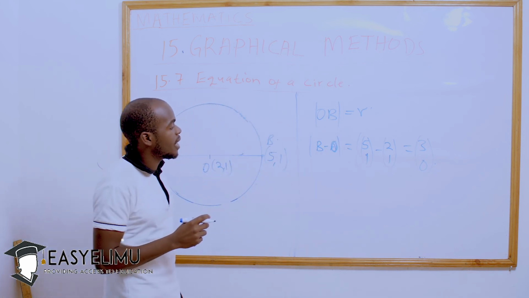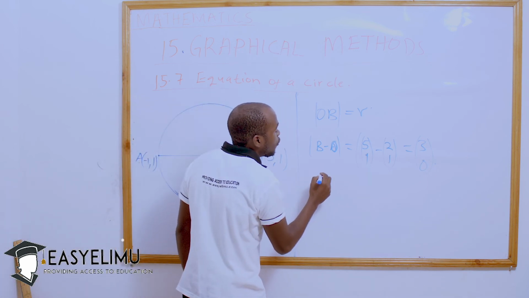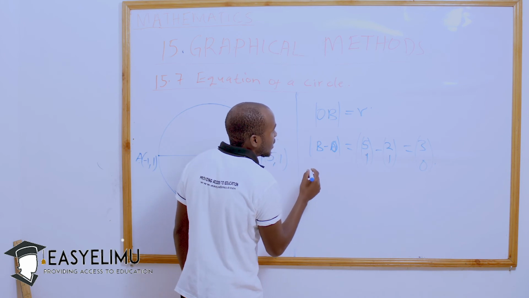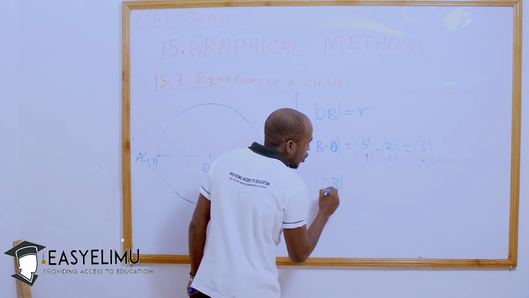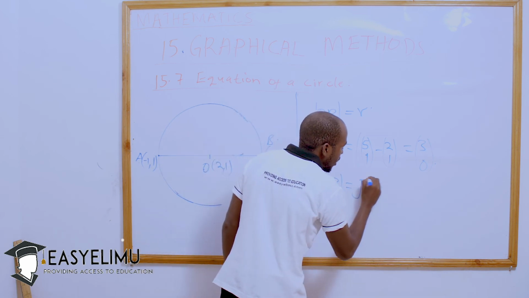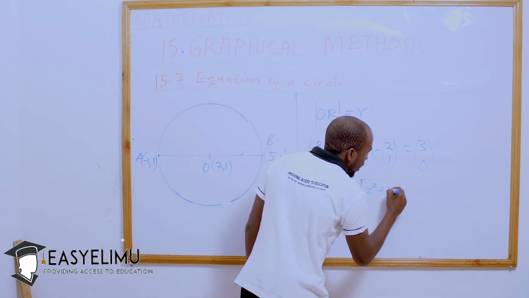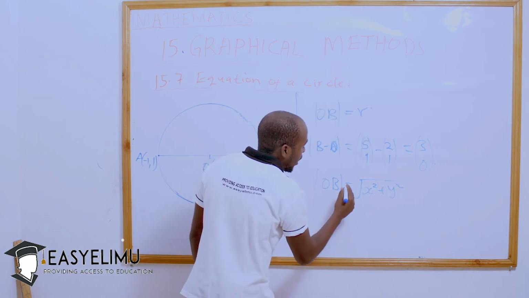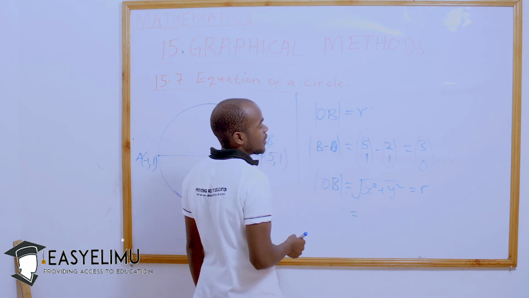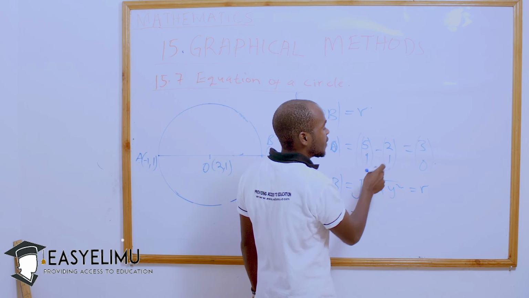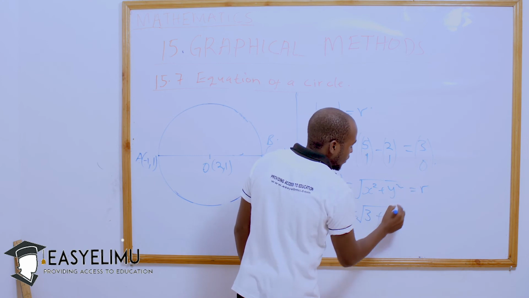Remember that if you are finding the modulus of OB, it means we want the magnitude of OB, which is the length, so that is the radius. Because it is in 2 dimensions, it will be the square root of x squared plus y squared. If we do that, we are going to find r. The coefficient of x here is 3, and the coefficient of y is 0.